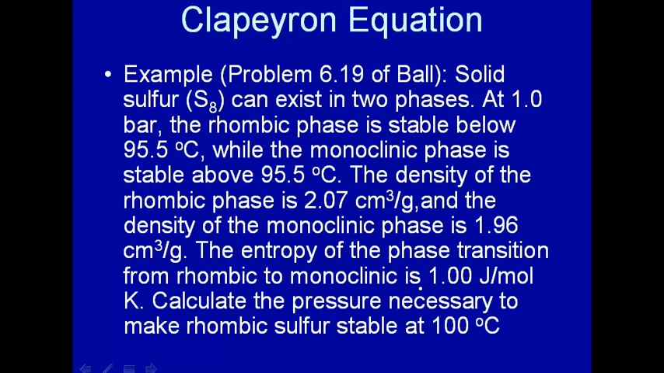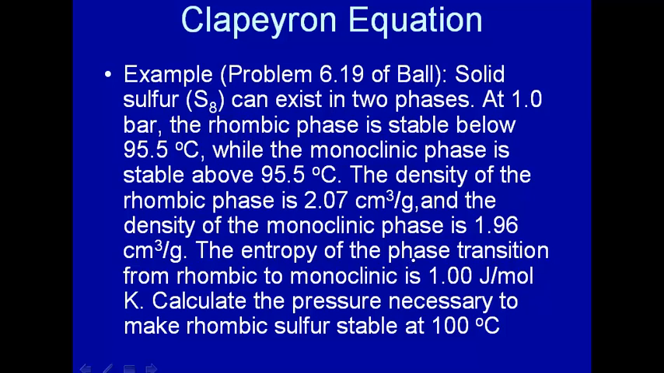Now let's do an example to sort of hammer this home. You may want to pause the recording here to read this, but basically what we have is sulfur, S8, that's the form of solid sulfur. On these conditions, it exists in two phases: a rhombic phase below 95, and a monoclinic phase above 95.5, at 1 bar of pressure. We have the density of the rhombic phase and the density of the monoclinic phase.